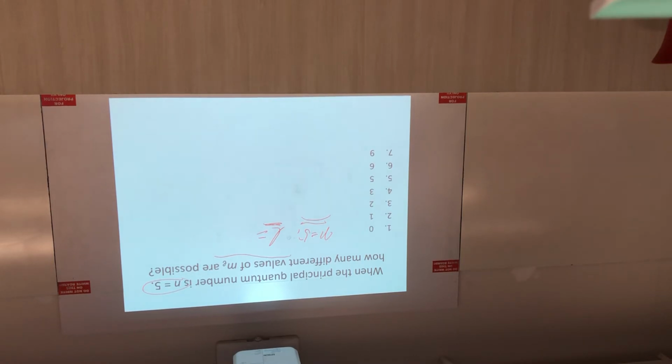If it's confusing, we can just write down all these possible values. So which number shall we start with, 0 or 1?